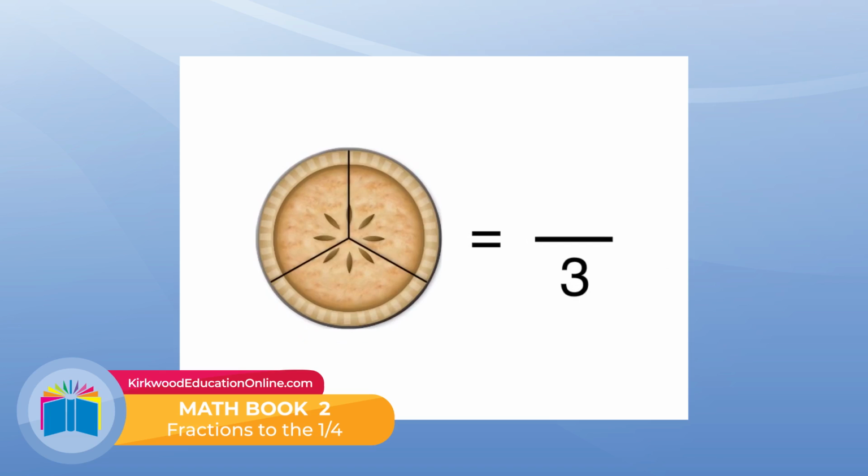I want to teach you part of the fraction. The total number of pieces that the pie is divided into is 3. So 3 is part of the fraction that's written below the line. It's called the denominator. Please say the word denominator. Once more, denominator. The denominator is the part of the fraction that tells you how many pieces were all together.